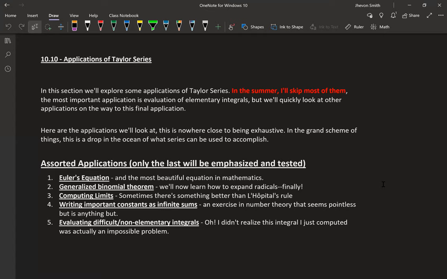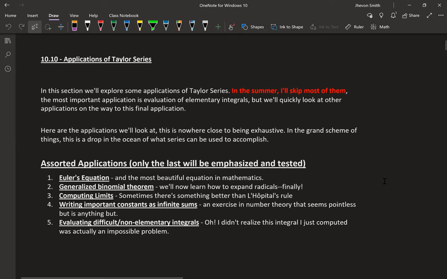So while there's one application that we really want to get a handle on for this section, that is application number 5, I do want to mention 4 other applications. I also want to mention the fact that this is just a drop in the ocean. Series are so useful, more than I can show right here. It's not even funny. But these are just some of the things that your textbook talks about and some things that I actually want to mention. Just some honorable mentions here.